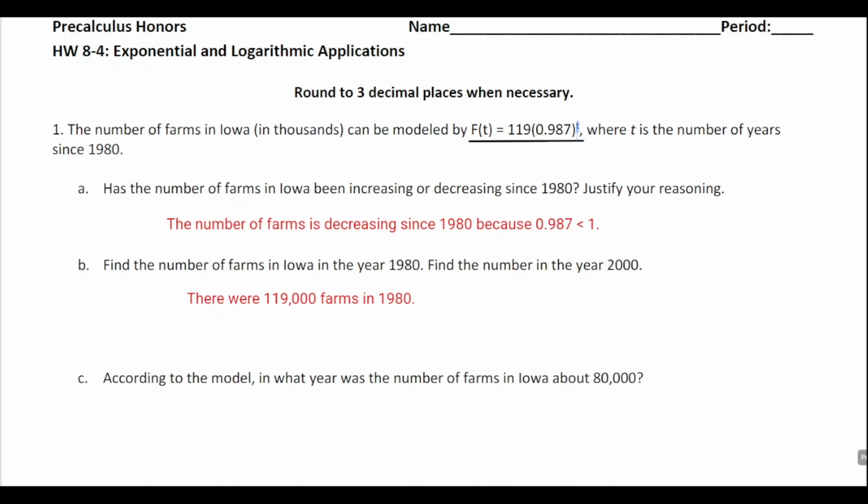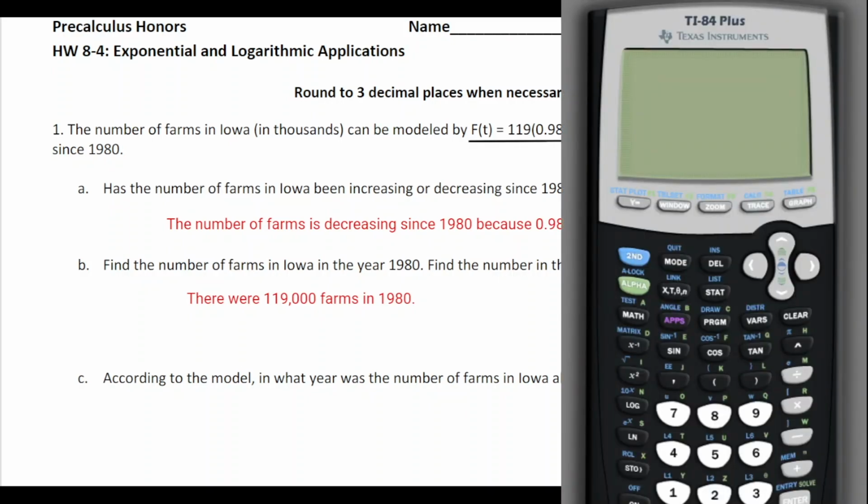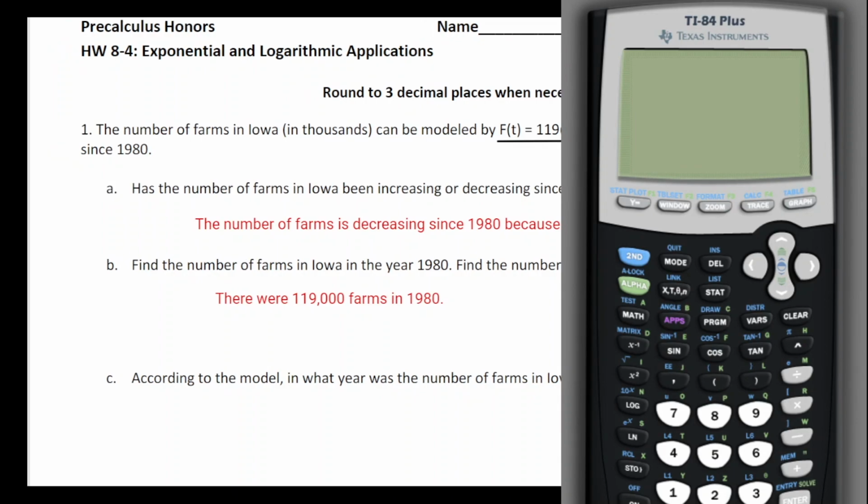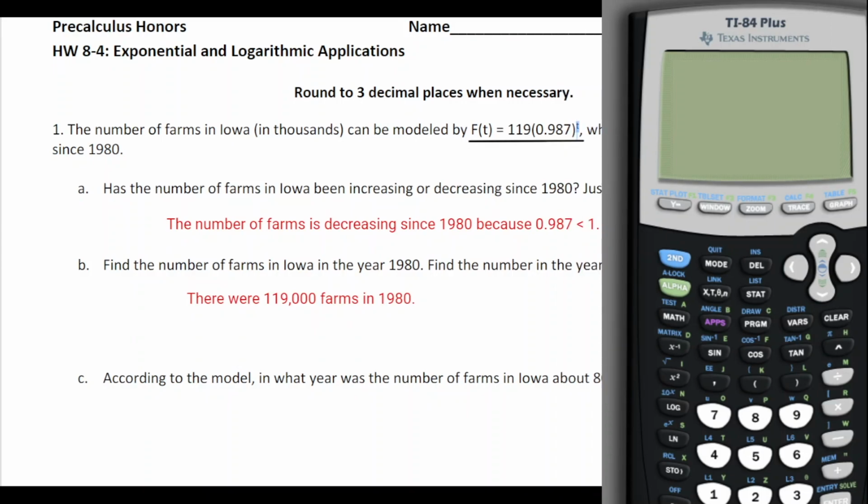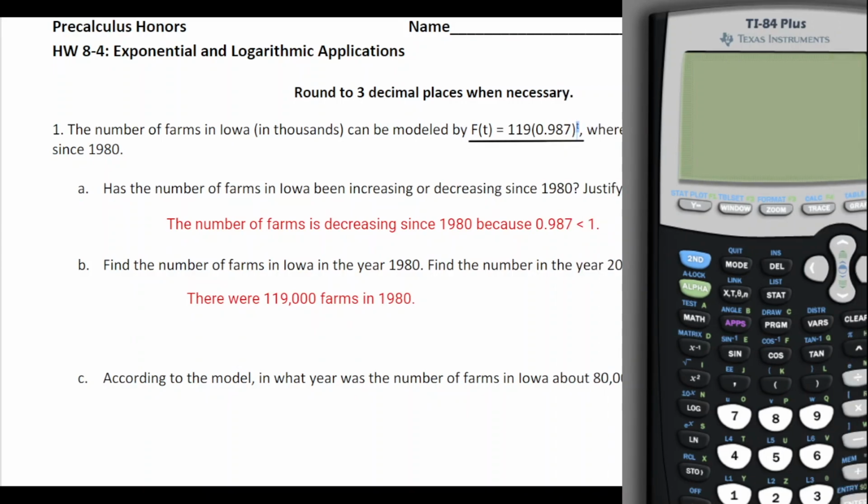Let's move this over so you can kind of see what I'm doing here. So we're going to do 119 times 0.987 to the power of t. Now here, if our initial time is 1980 and we're interested in the year 2000, that's going to be 20 years since 1980. So we're going to raise this to the 20th power.